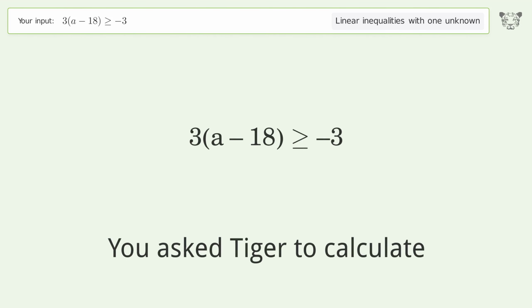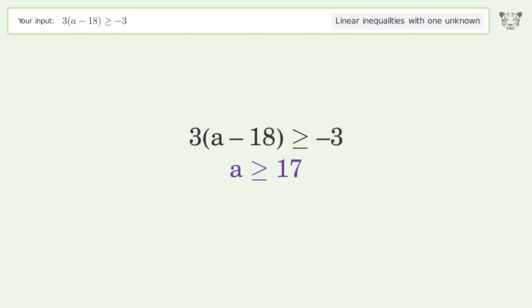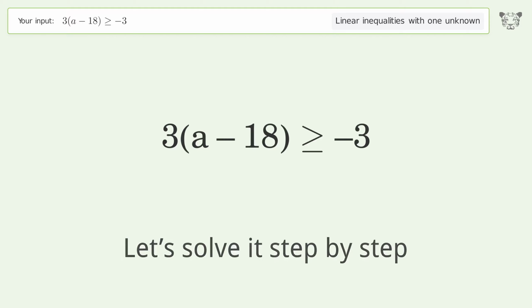You ask Tiger to calculate. This deals with linear inequalities with one unknown. The final result is a ≥ 17. Let's solve it step by step.